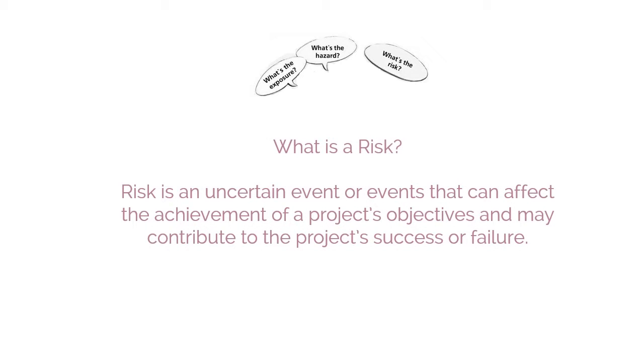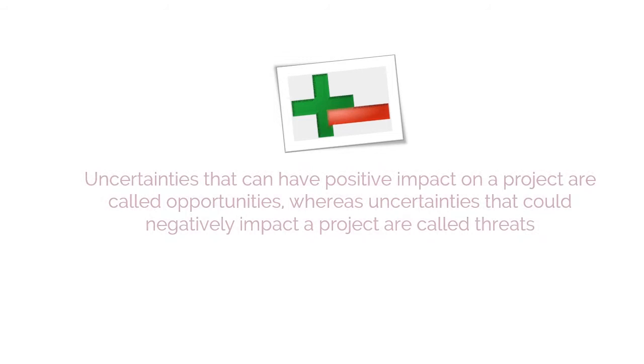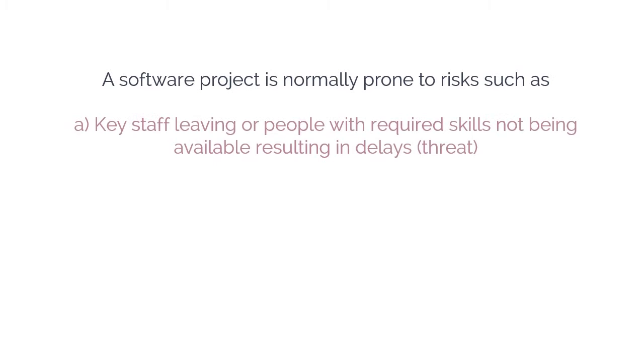What is risk? Risk is an uncertain event or events that can affect the achievement of a project's objectives and may contribute to the project's success or failure. Uncertainties that can have a positive impact on a project are called opportunities, whereas uncertainties that could negatively impact a project are called threats.